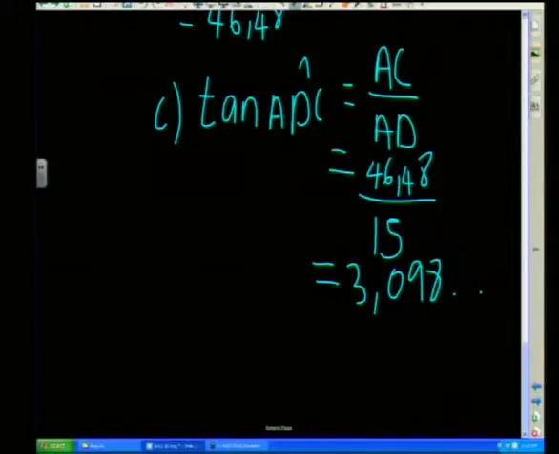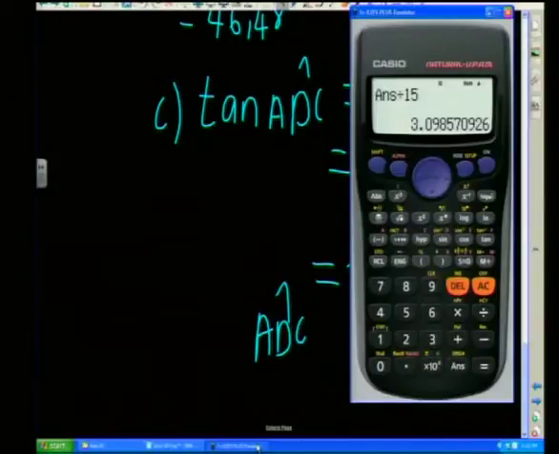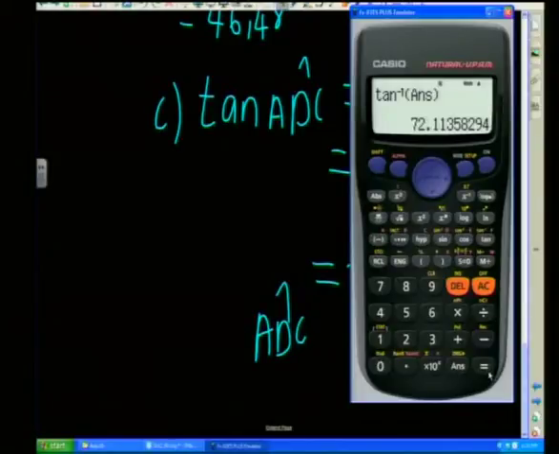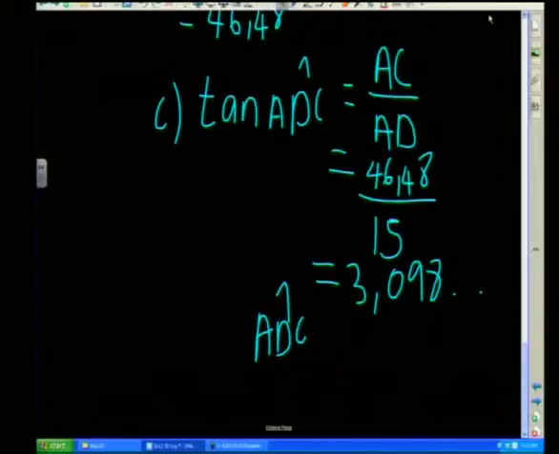So if we want angle ADC, all we're going to do is on our calculator, our answer should still be there, 3,098. We want to get to angle ADC. We were using the ratio tan, so therefore I'm going to say shift tan. And then, guys, you're going to press the answer button, because that means it's the previous answer that was on your screen. And that's going to give me an answer of 72,11. So once again, just rounding off to 2 decimal places, I get angle ADC is 72,11 degrees.